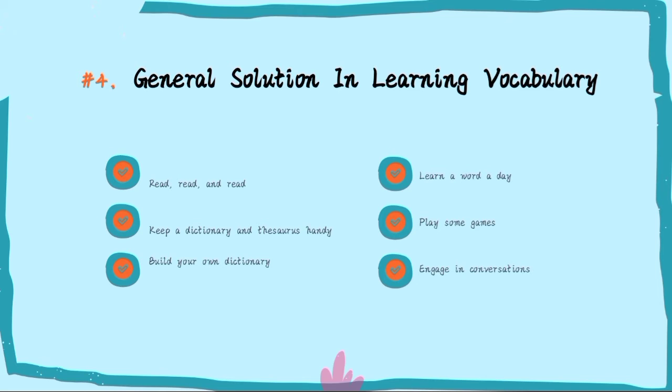And the third is build your own dictionary. It's a very good idea to write down the new words you discover. Just by writing them down, you will start to recognize the words when you read. And the fourth, learn a word a day. Use a word a day calendar, a website, or develop your own list of words to learn. This is a great technique many people use to learn new words. Don't feel you must learn a new word every day.